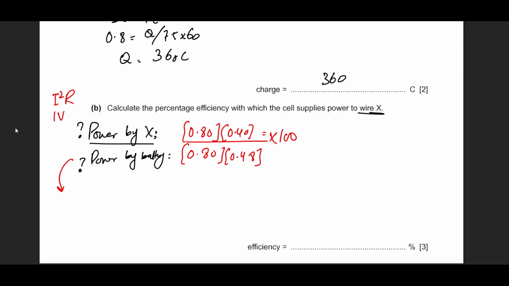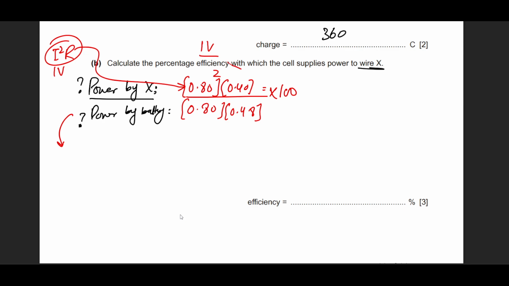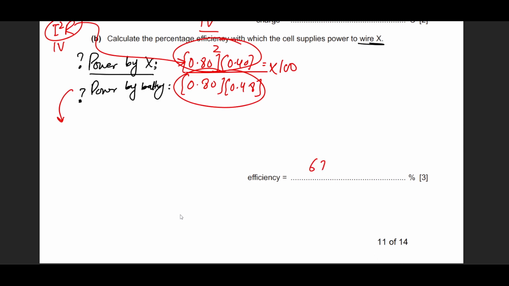0.448. Okay, so I missed a step over here. You see, we had to use this formula, I square R over here. So this would be squared, right? Because we don't have the voltage of the wire. I was using IV incorrectly. We don't have the voltage of the wire. We can find it, but it will add an extra step. We don't need it. So power consumed by the wire externally divided by the power provided by the battery at all circumstances. So when you do that, you're going to get 67% as your answer.